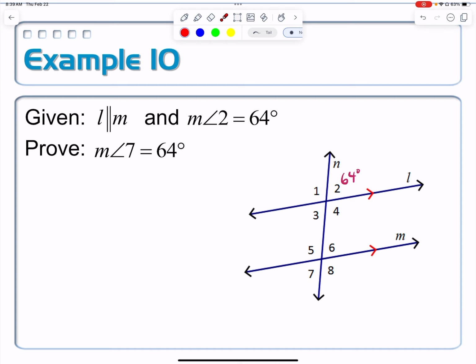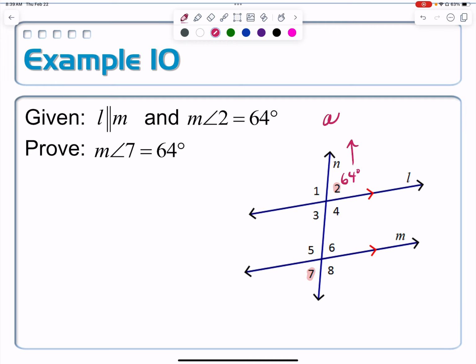So what I want to do is relate these two angles together. What set of angles are they? Like, what are they called? Those things are on different sides of the transversal. They're on the outside of the two lines. These are alternate exterior angles.